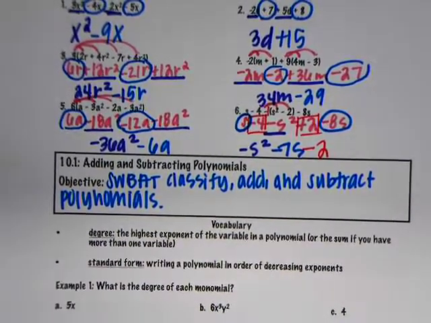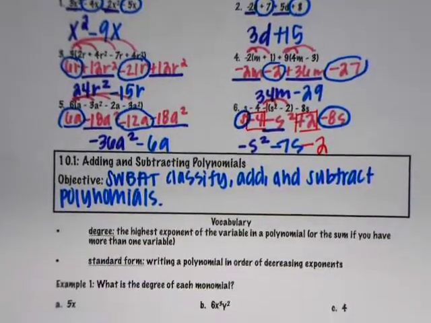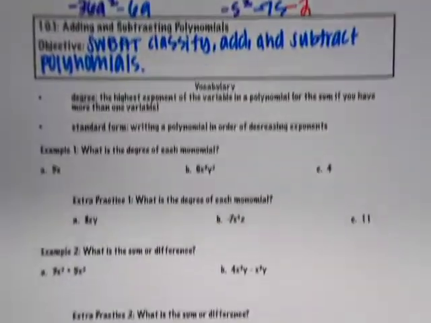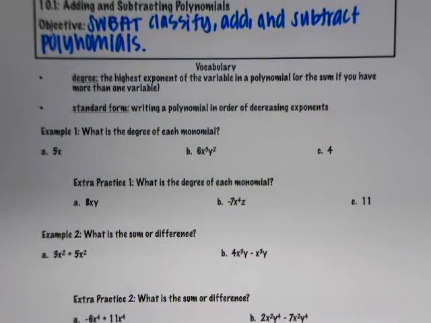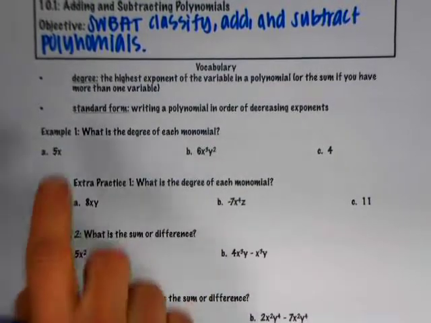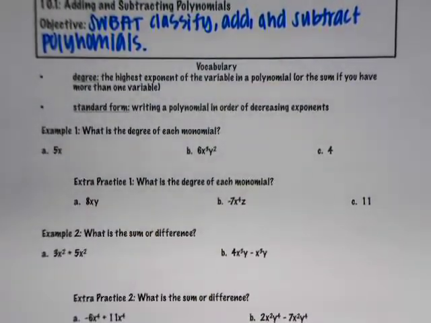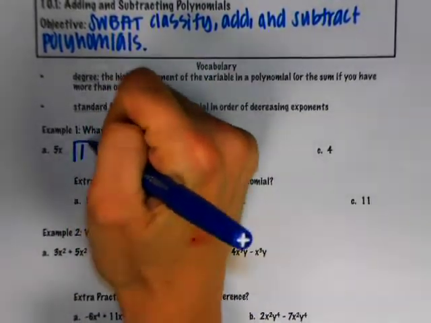Okay, so let's just practice with degree, so these are just monomials. So remember, degree is just your highest exponent for the variable. So for a, we just have 5x. So what would the highest variable exponent be? Just 1. Yep, because it's x to the first power.